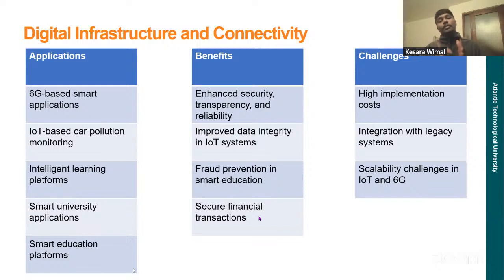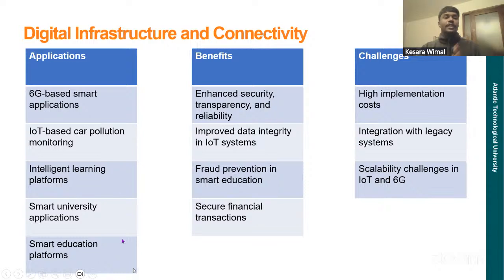Even though we have many benefits, we always have challenges. These are the things that future researchers should address in order to make blockchain a key component of the smart city concept. Under this component, digital infrastructure and connectivity, we have challenges such as high implementation cost, integration with legacy systems, and scalability in IoT and 6G. These are the challenges we have.